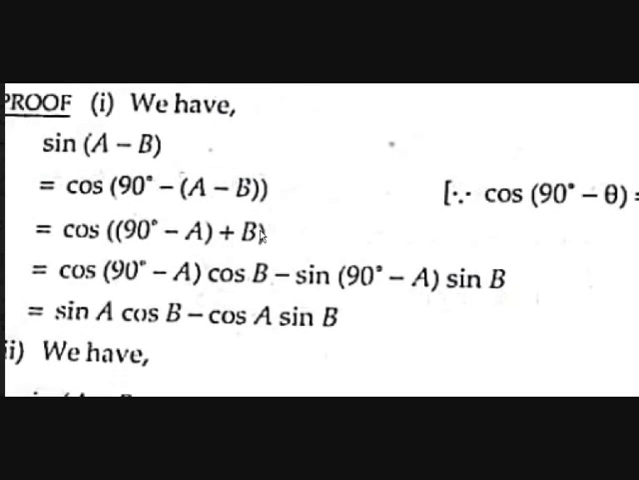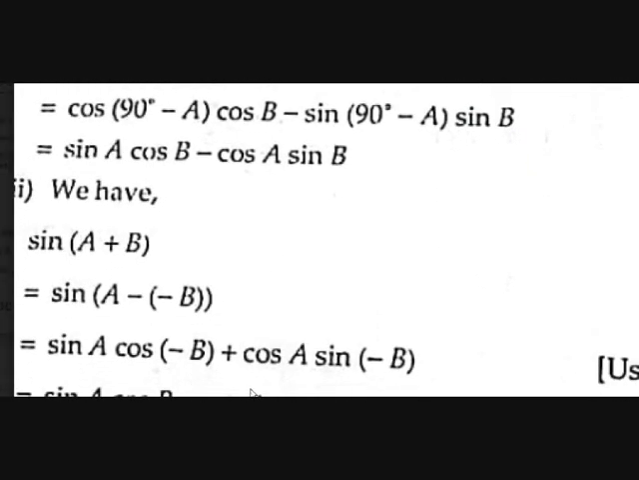So now we got two angles, 90 − a and b. If you apply the cos(a + b) formula, you will get cos(90 − a) cos b − sin(90 − a) sin b. Okay, cos(90 − θ) is sin θ, so sin a cos b − sin(90 − θ) is cos θ, cos a sin b. We proved the first formula.